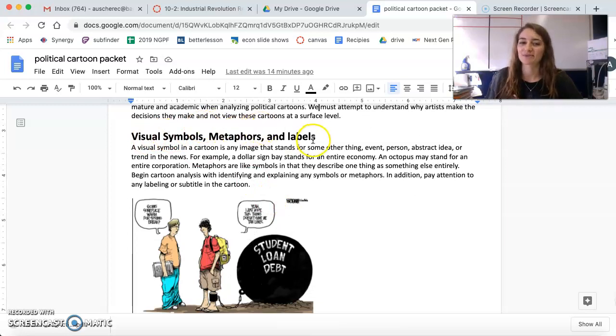Visual symbols, metaphors, and labels. A visual symbol in a cartoon is an image that stands for some other thing, event, person, abstract idea, or trend in the news. For example, a dollar sign may stand for an entire economy, right? It's just a dollar sign, but it's a symbol for an economy. An octopus may stand for an entire corporation. Metaphors are like symbols in that they describe one thing as something else entirely. Begin cartoon analysis with identifying and explaining any symbols or metaphors. In addition, pay attention to any labeling or subtitle in the cartoon.